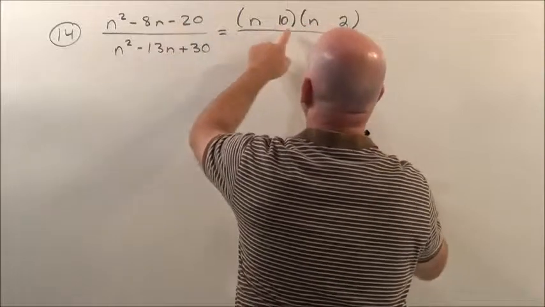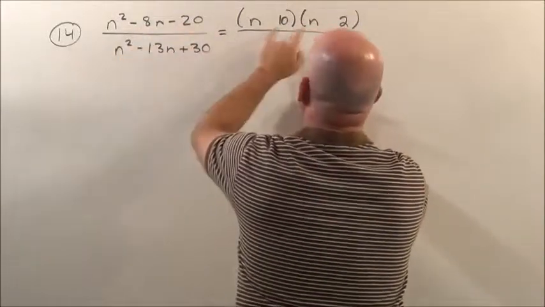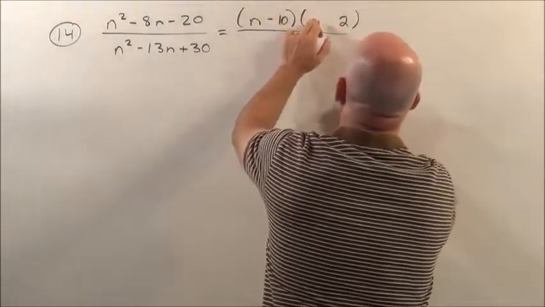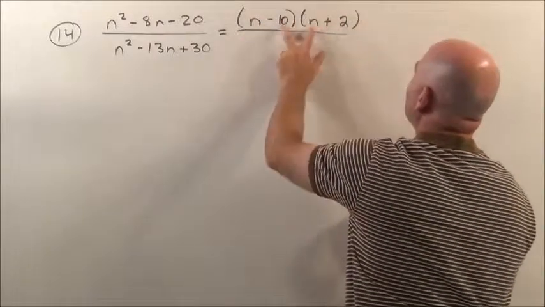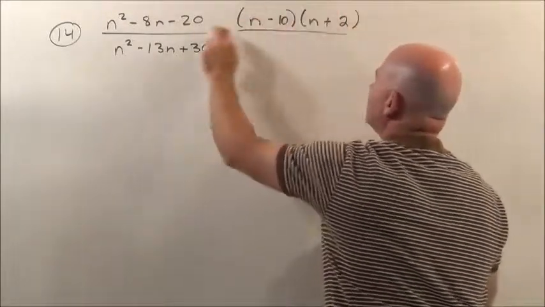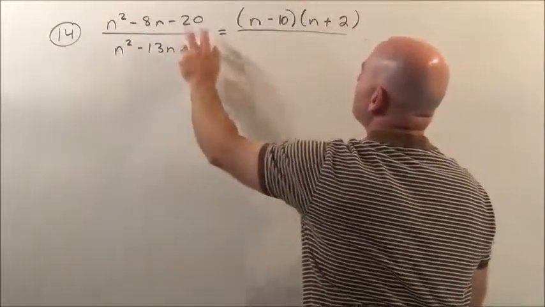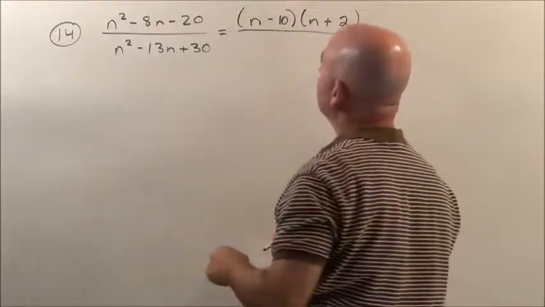Now, since it's minus 20, one of these has to be negative, and I need more losses. So I'm going to put the minus there on the 10, so I'll create negative 10n, and the plus here on the 2 to create positive 2n. A negative 10n and a positive 2n will give us the minus 8n that we need, and the negative 10 times the 2 will create that negative 20. Again, just algebra 1 factoring there.